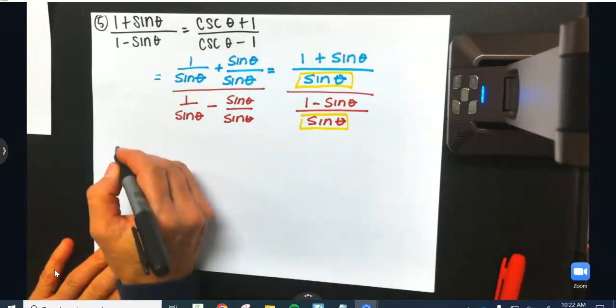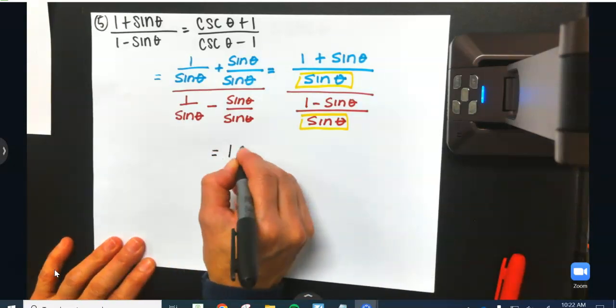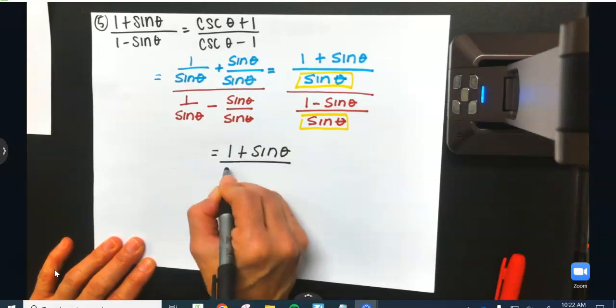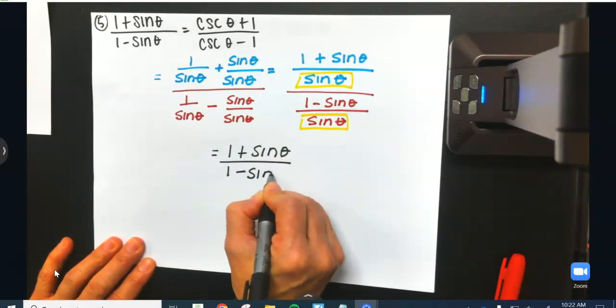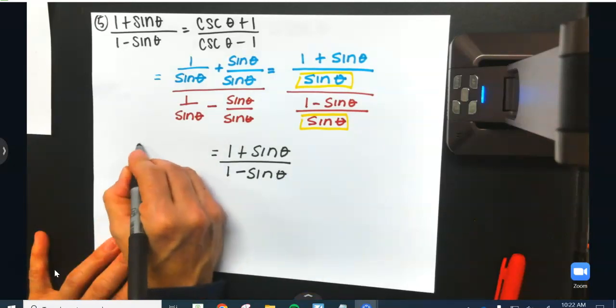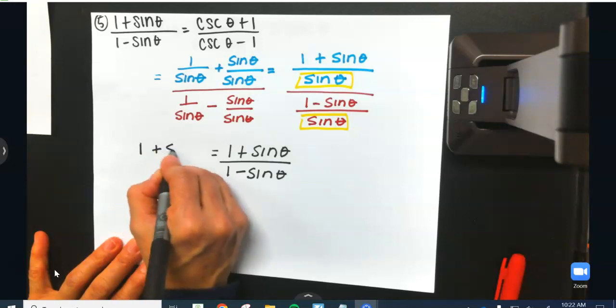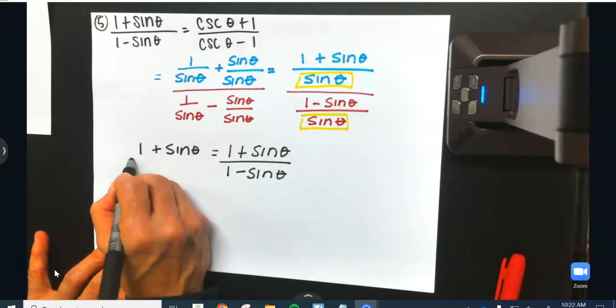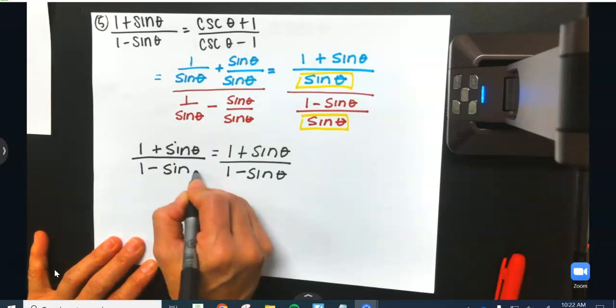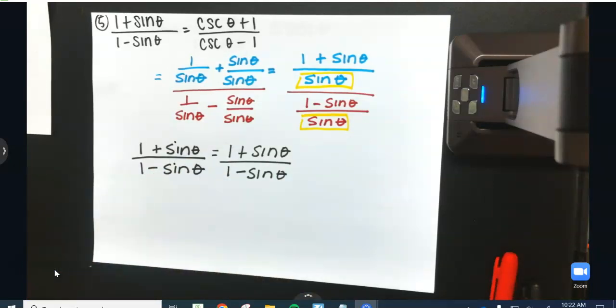Both of these denominators are identical. So I know that this is going to equal 1 plus sine theta over 1 minus sine theta, which is the exact same fraction as the one that's on the left side. So we verified it. Exact fraction on the left side. Identical. Verified. Any questions on this?